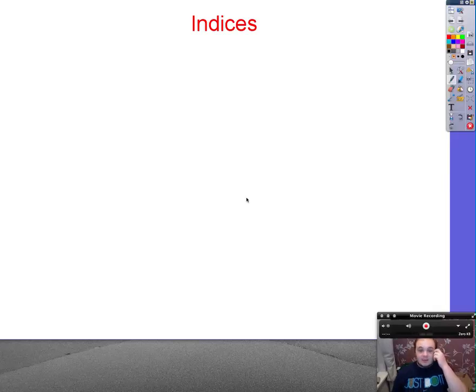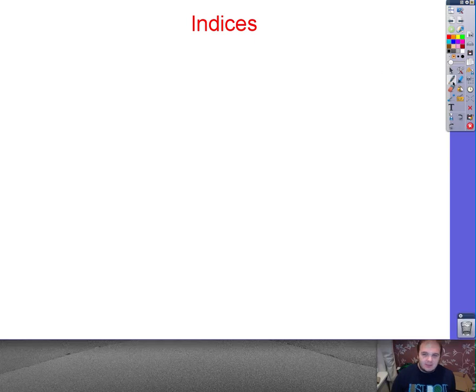Right, guys. Next thing we're moving on to is something called indices. Just to let you know what indices are, if you've ever seen something like 2 squared, we should know that that means 2 times 2.